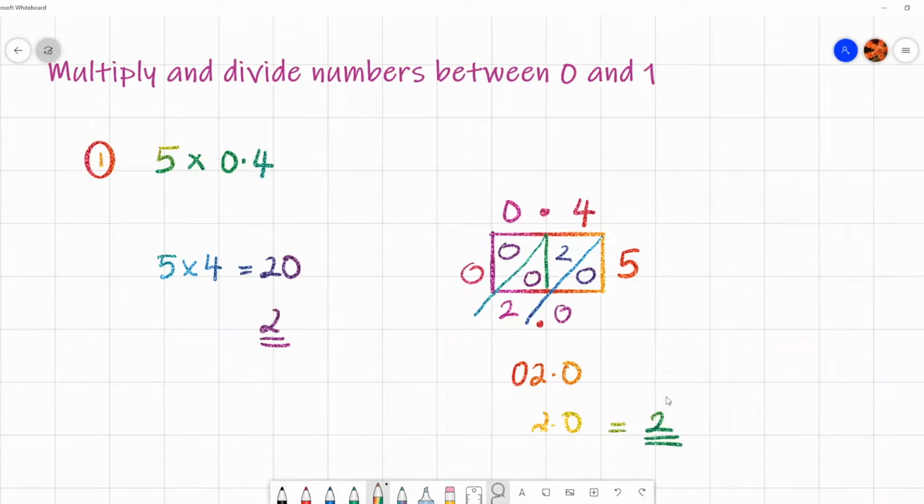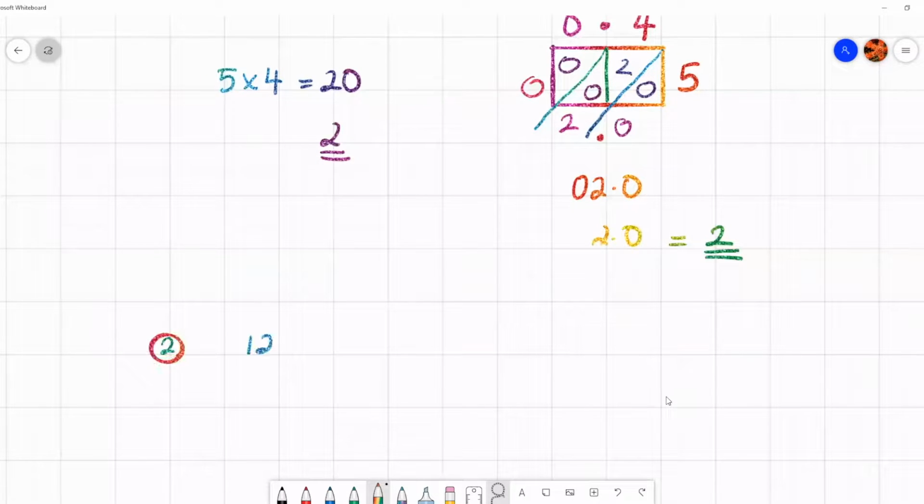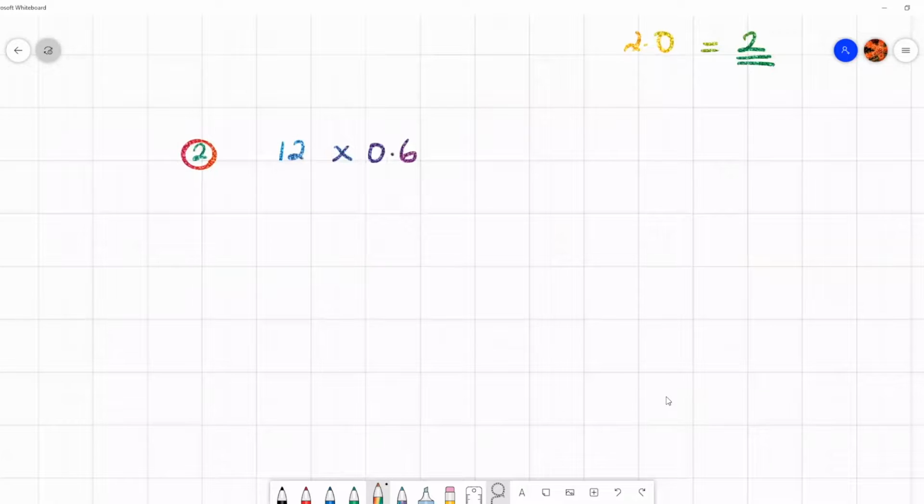Okay, you can do that with a 2-digit number by a number that's between 0 and 1. So let's have a look how we do that. For example, now let's say we do 12 times 0.6. Again, two different ways. You could do 12 times 6 first, which is 72. And because you timesed the 0.6 by 10, you've now got to divide by 10. Or you could think of it as, you've taken a decimal point out, so you've got to put the decimal point back in, so it becomes 7.2.